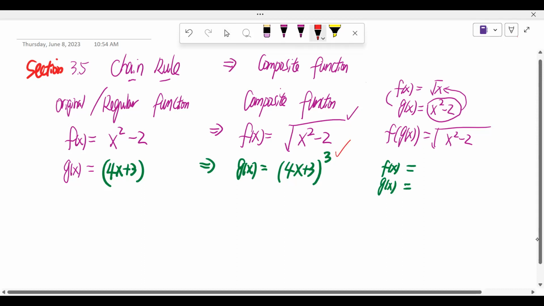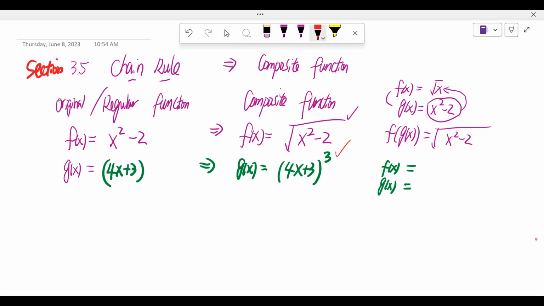So f of x is going to be parentheses x squared minus 2 to the 1 over 2. I'm just making it easier. Okay, so you are trying to find the derivative. We're not up to that step yet.